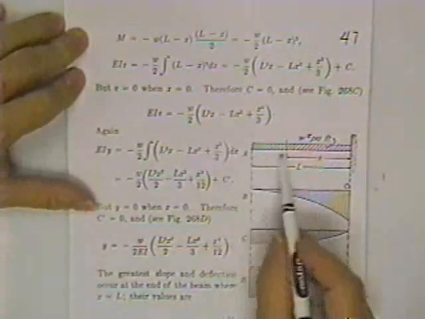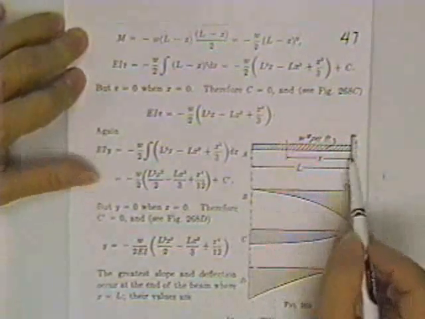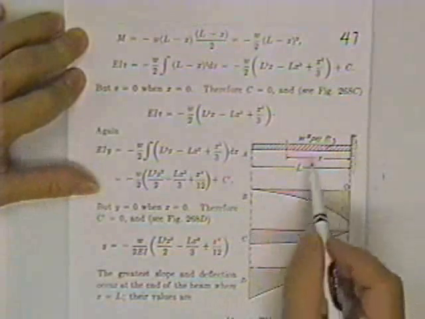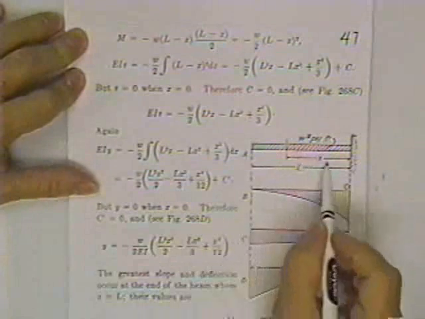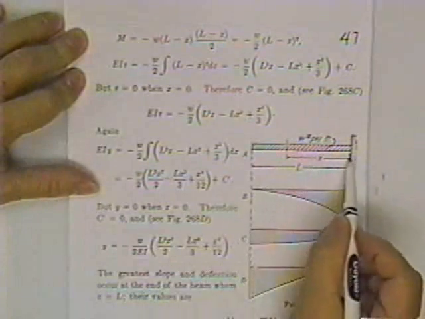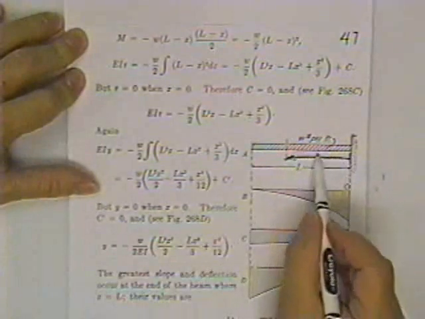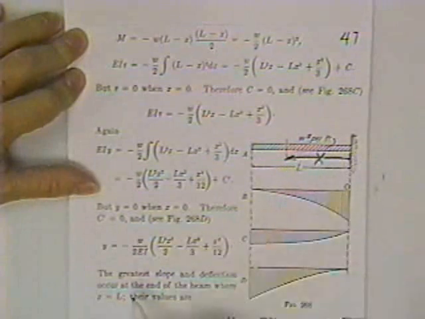In this one, there is a cantilever beam. It's fixed on the right-hand side of the wall. It has W pounds per foot of load on it. We have arbitrarily chosen this as our origin, and we call that the distance x.